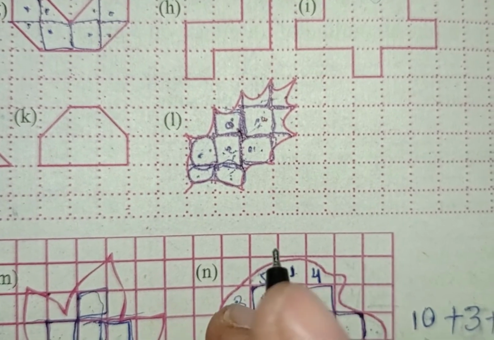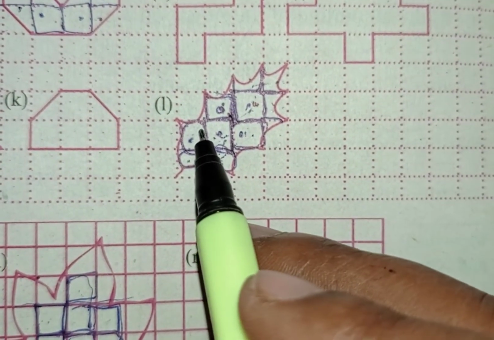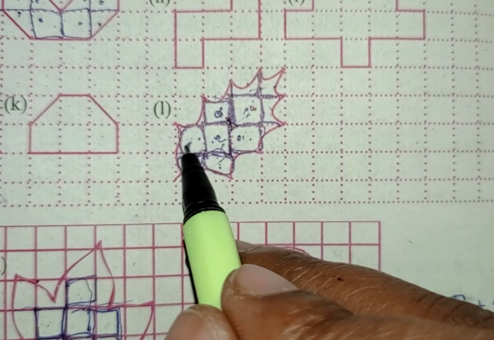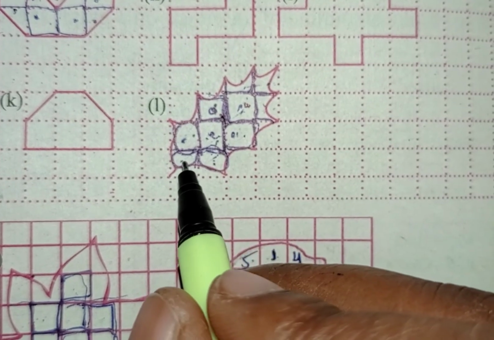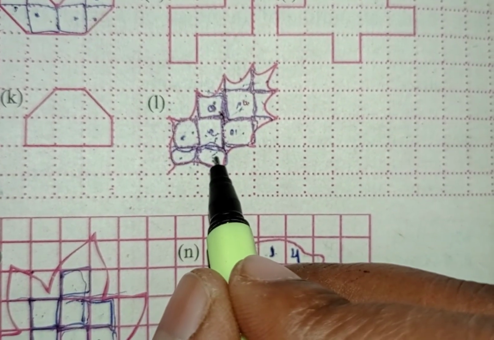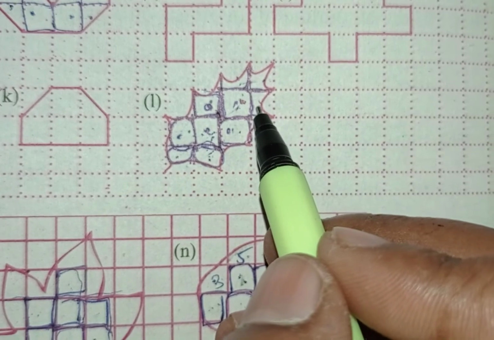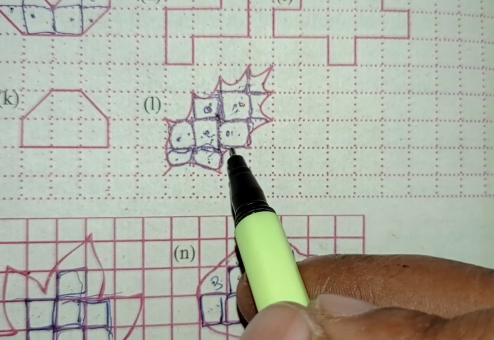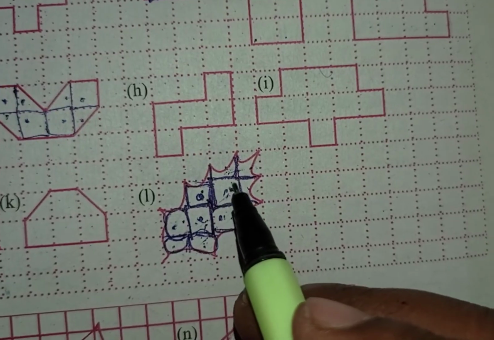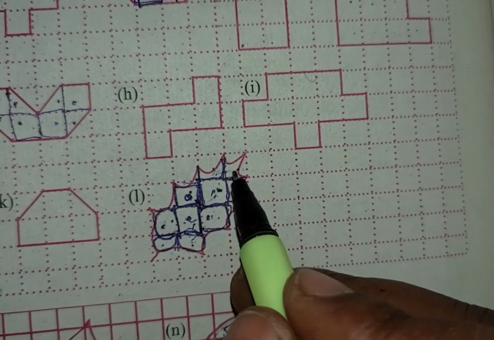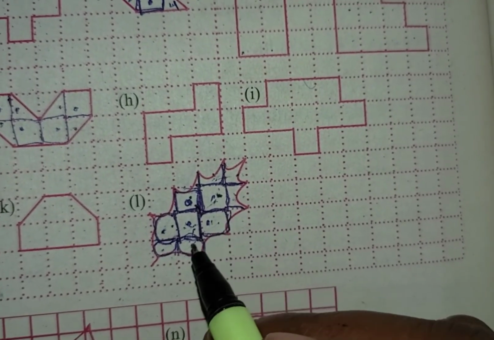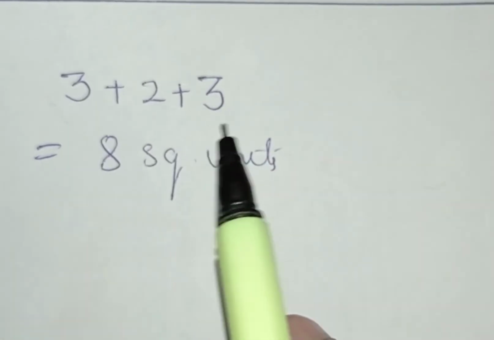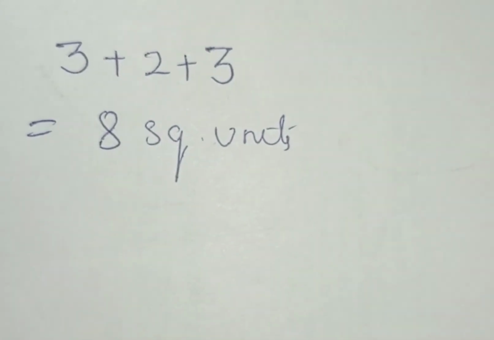Now let's consider exact half squares. 1, 2, 3 half squares. Now let's consider half squares. This is also half. This one is also half. These two are also half, right, children? And this is also half, right? So if I add these two halves, I'll get 1. If I add these two, I'll get 2. If I add these two, I'll get 3, right, children? So 3 plus 2 plus 3 equals 8 square units, right?